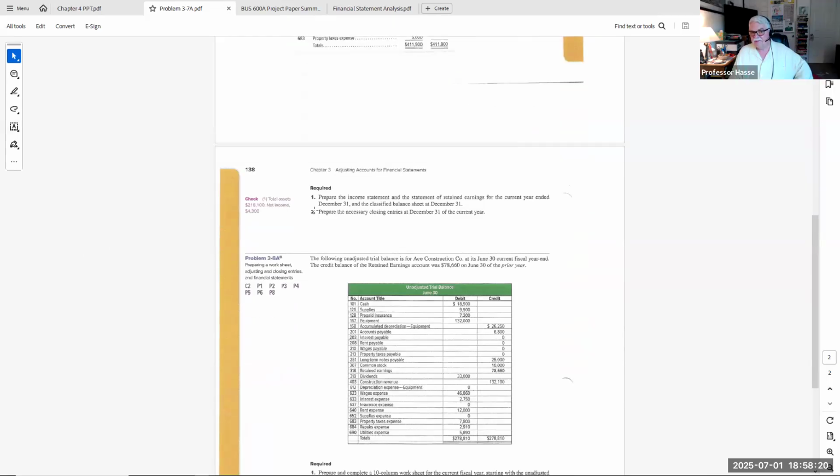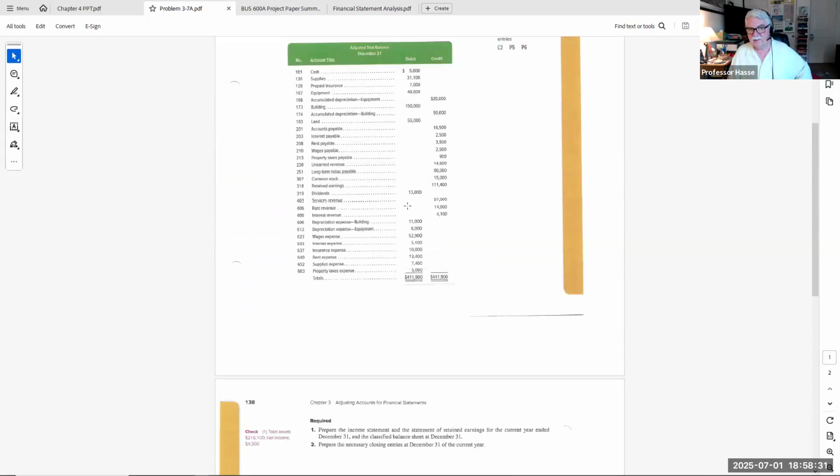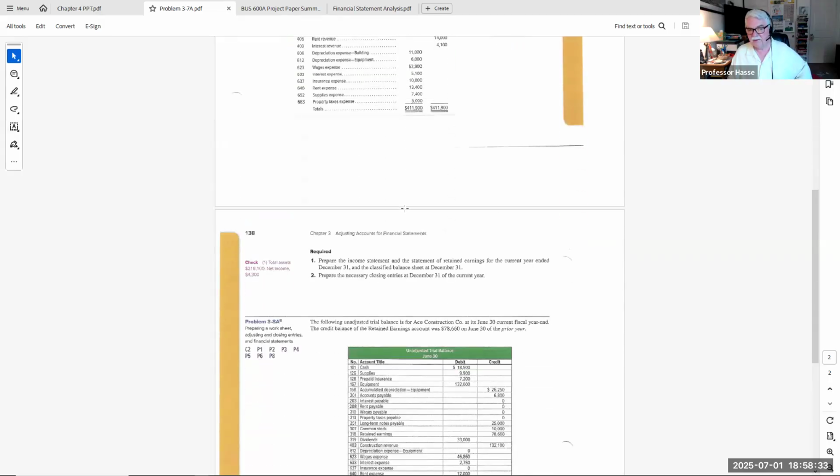Prepare the income statement, the statement of retained earnings, and a classified balance sheet for the year ended December 31st. So take these balances and prepare the financials. Once you do the financials, prepare the closing entries of the temporary accounts. And then when we come into class next week, we will do the post-closing trial balance in class.